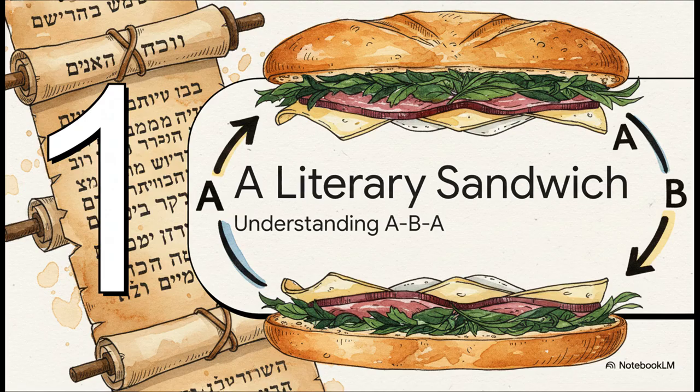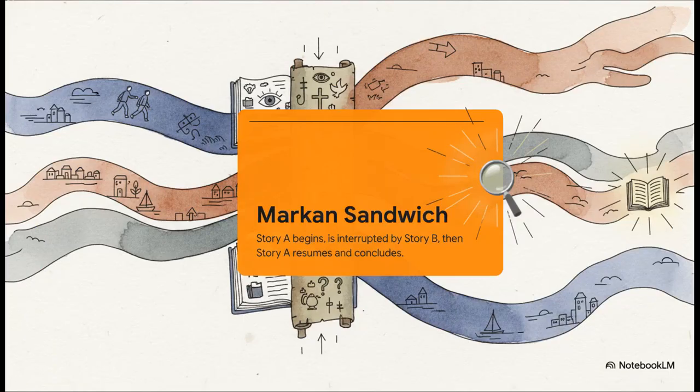This technique is often called a Markan sandwich, and it's a classic example of what's known as ABA storytelling. The author starts story A, interrupts it with a totally different story B, and then comes back to finish story A. And Mark does this a lot. It's actually one of the keys to unlocking his message. So what is it exactly? Well, the structure is simple, but the effect is really profound.